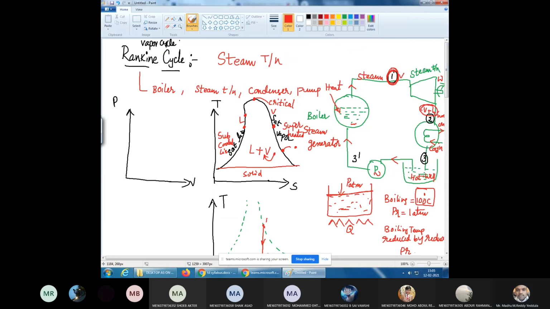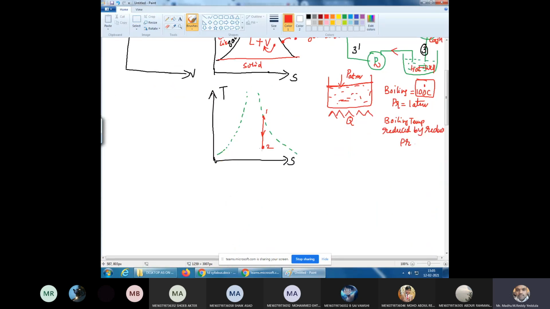Yes, sir. Can you see here? Right. Therefore, what is the phase here? This is liquid plus vapor only. It is two-phase only. Please reply, yes or no? Yes, this is a state combination of liquid plus vapor.